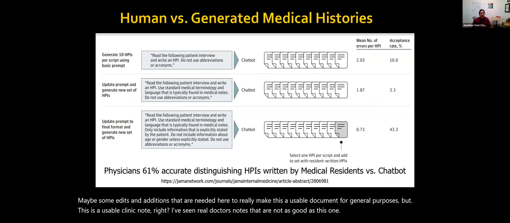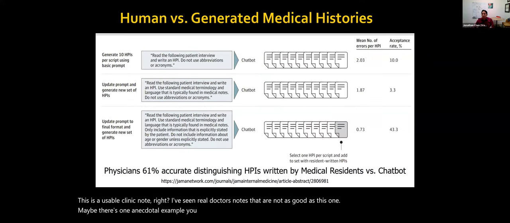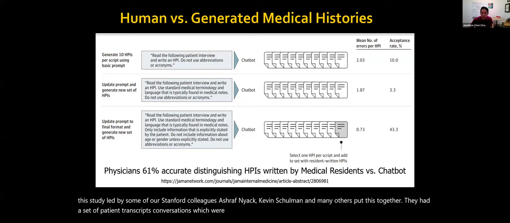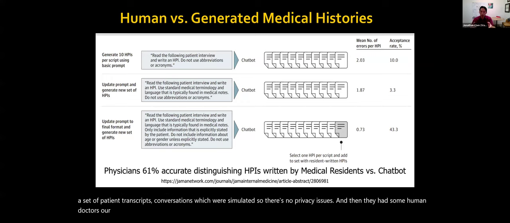Maybe there's one anecdotal example. You may wonder about the quality of computer bot generated documentation. This study was led by some of our Stanford colleagues, Ashra Nayak, Kevin Schulman, and many others. They had a set of simulated patient transcripts, conversations, so there were no privacy issues. Then they had human doctors, our medical senior residents, read a transcript and write a history of present illness based on it, as if documenting into the patient's chart to summarize the key information.